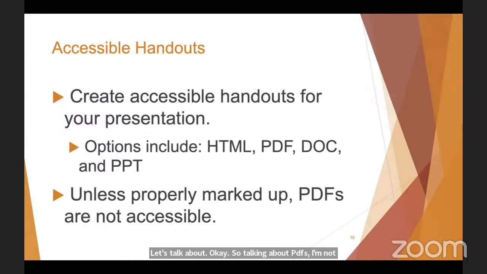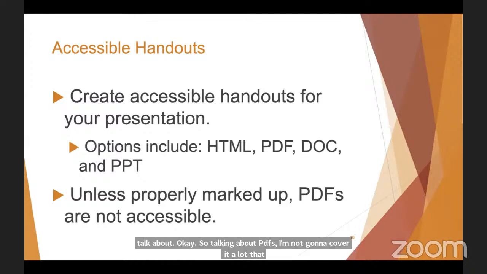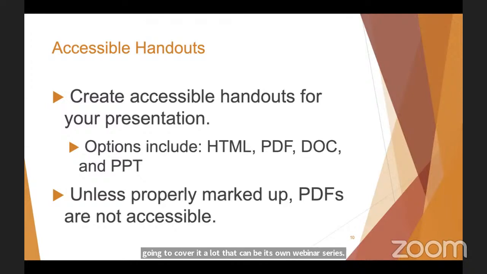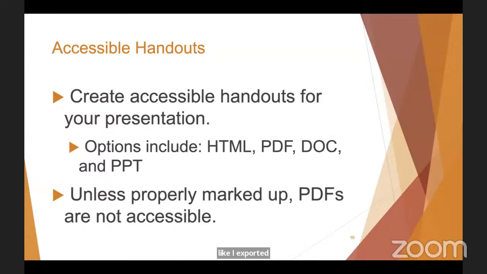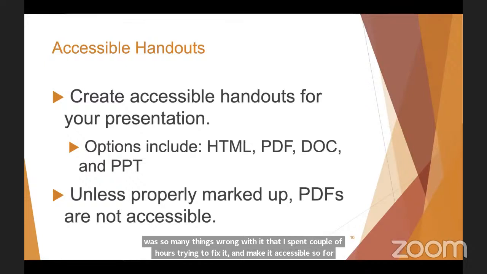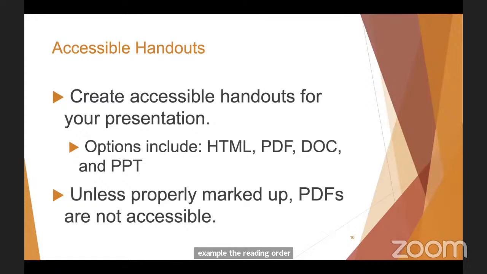So for example, when I created the PDF of these slides, I exported into PDF and then I had to go into Adobe, and there were so many things wrong with it that I spent a couple of hours trying to fix it and make it accessible. So for example, the reading order that we'll talk about in the slides a little bit later was incorrect in the PDF. Like the title of slide 5 was read before the contents of slide 3.